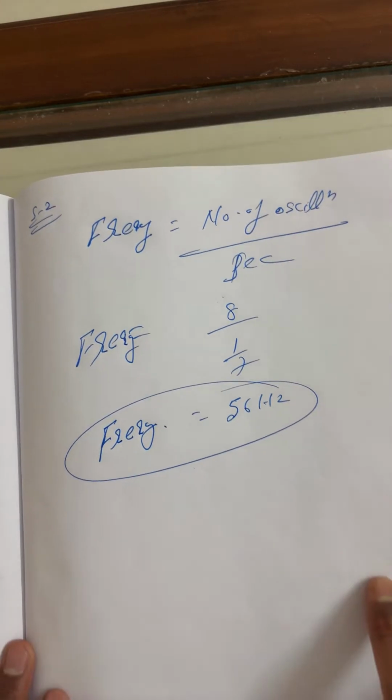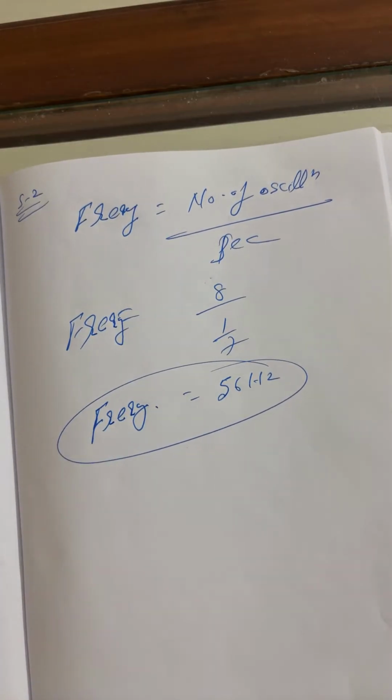Anyone want to write here? You can note down first, beta. Keep this formula in mind here. What's the frequency? Number of oscillations per second. I hope all of you remember.